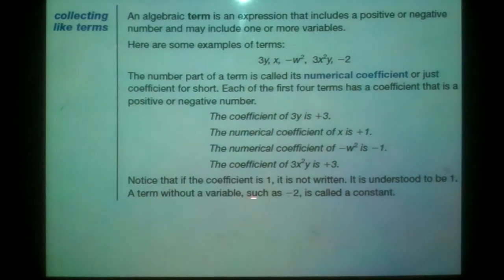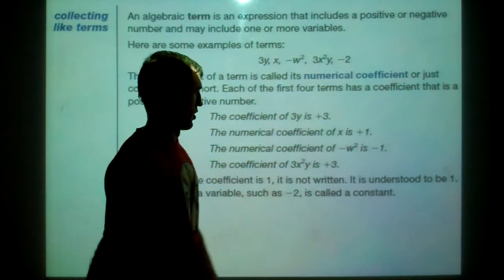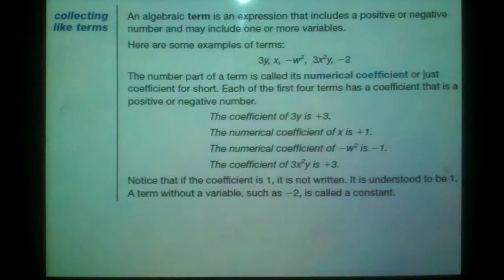And a term without a variable, such as negative 2, we call that a constant. So this has no coefficient to it, we just call that a constant. Constants are nice, they are just numbers.